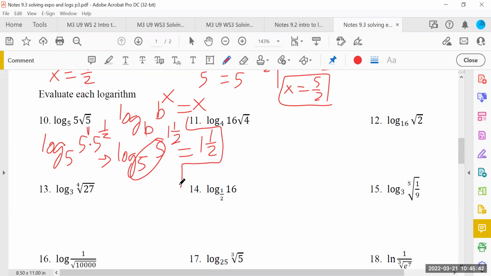Now, there's many ways you could do this. As long as you follow the rules of exponents, you'll be okay. Number 11, log base 4 of 16 root 4. 16 is 4 squared. Square root of 4 is 4 to the 1/2. Add those exponents. Log base 4 of 4 to the 2 plus 1/2. That exponent is my answer, 2 1/2.